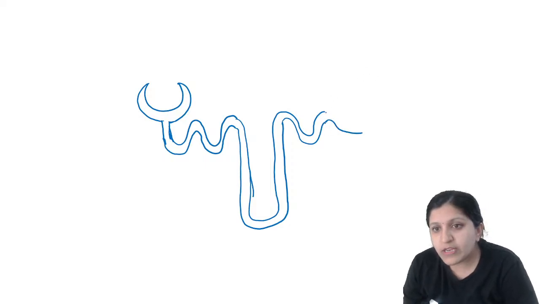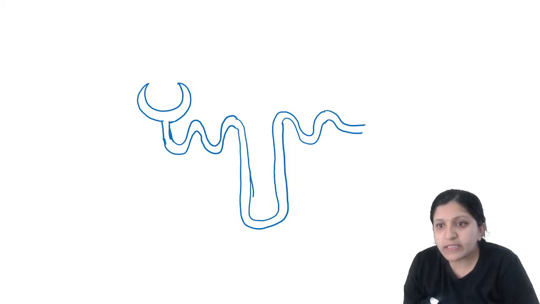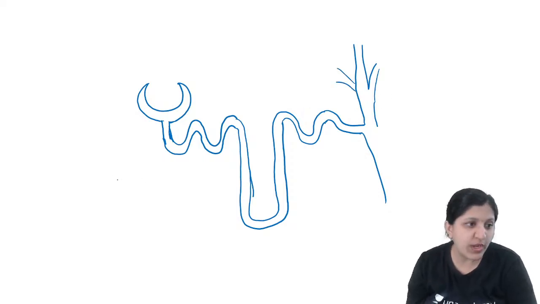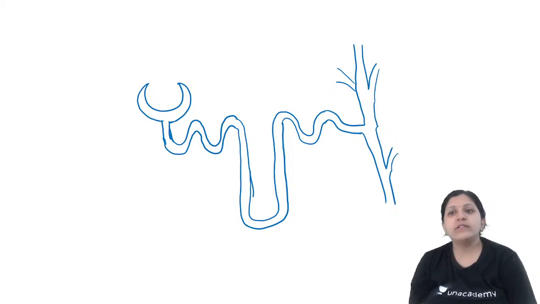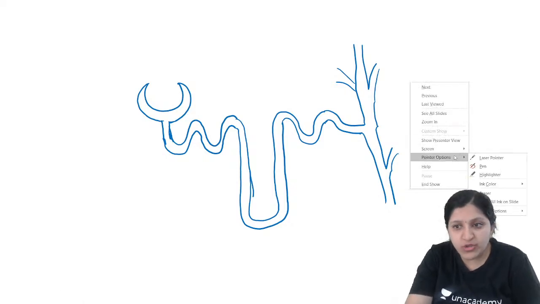Then it will be joining the collecting duct over here. So let's draw this collecting duct. This is a collecting duct which has many openings, where other nephrons are also joining. So this is a collecting duct, and it will be collecting the urine once the formation of urine is done.